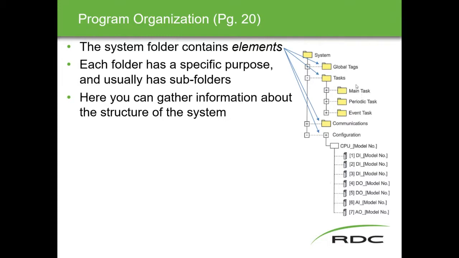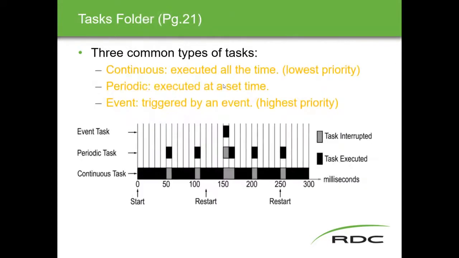Then we have the task folder. Inside the task folder, there will be main tasks. There will be periodic tasks, and we've talked about periodic tasks before. There will be event tasks, which are when a certain thing happens, and the stuff in here will be executed. Periodic tasks happen on a time schedule. The main task is basically the main program that's running all the time. Okay, other folders: communications folders, configuration folders. So how do we set up all our cards? What does our rack look like? All that kind of stuff. So all part of the program organization that we'll get more familiar with.